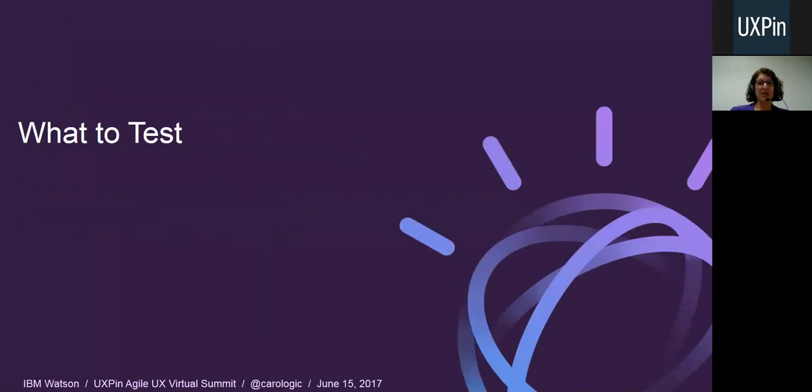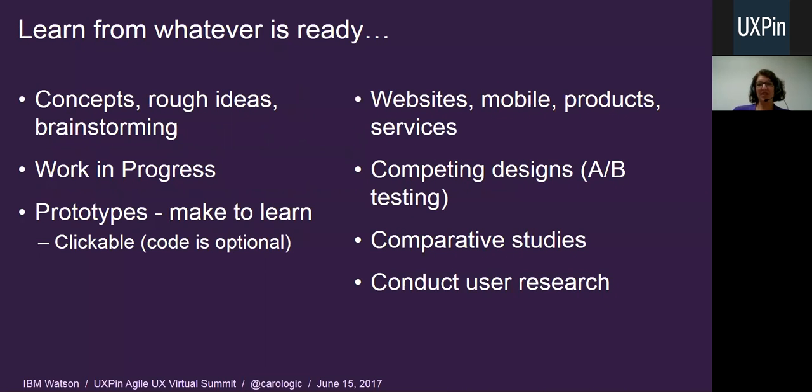So what are we going to test? We can really learn from whatever is ready. This could be concepts, brainstorming activities that you're doing, work in progress, as I mentioned, the actual code, prototypes. This is my favorite way to do it. You make these prototypes really to learn, to find out what works and what doesn't. These could be clickable or code. Websites, mobile apps, competing designs. You may do some A/B testing. You may even do comparative studies where you're looking at your competitors. And also, of course, to conduct user research at the same time.